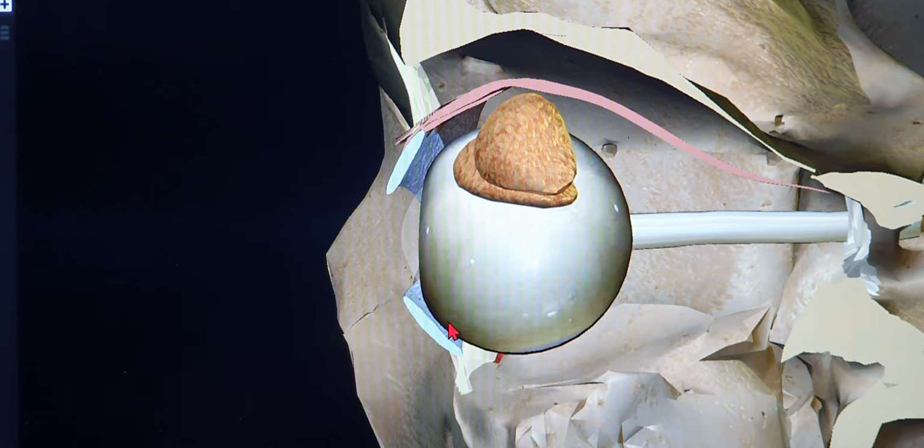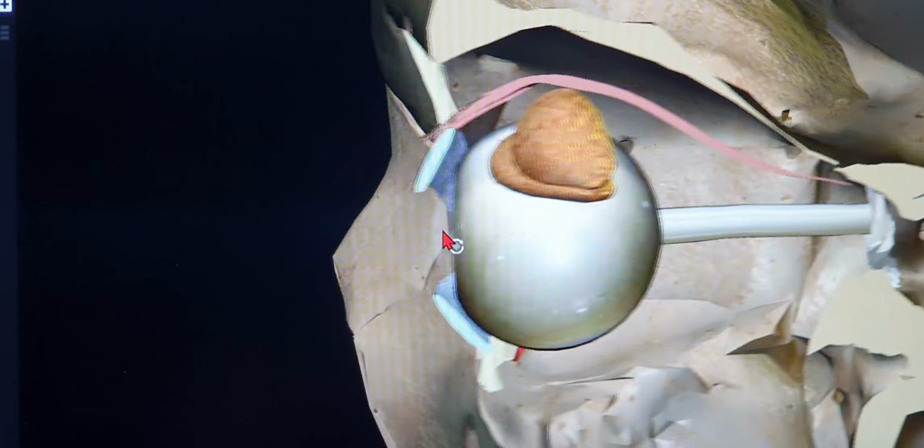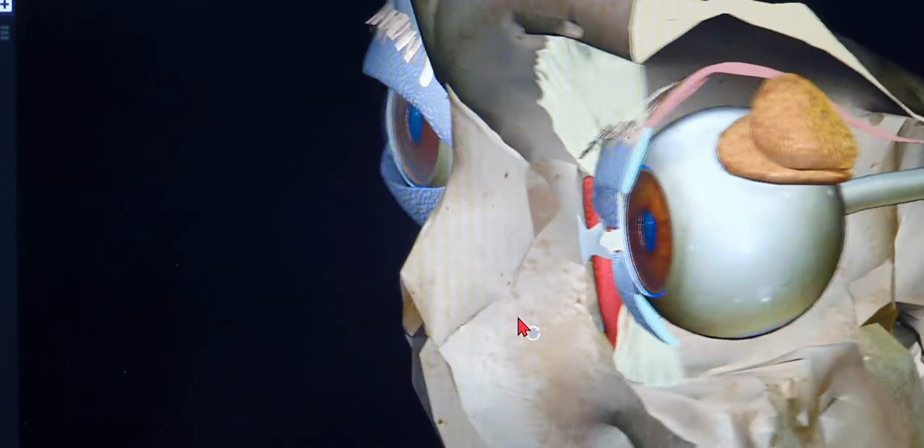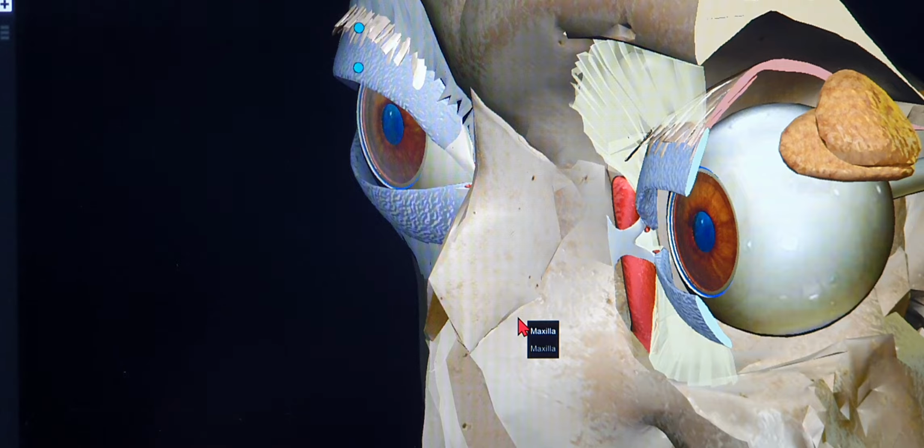try to enter into the orbital cavity over here behind, this orbital septum is going to act as a barrier. So that's the first function, it acts as an anatomical barrier.